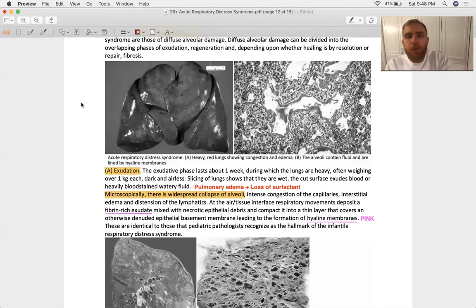Microscopically, there is a widespread collapse of alveoli. Why are they collapsing? Because there's fluid inside them. Why is there fluid inside them? Well, because the capillaries are leaky due to inflammation.